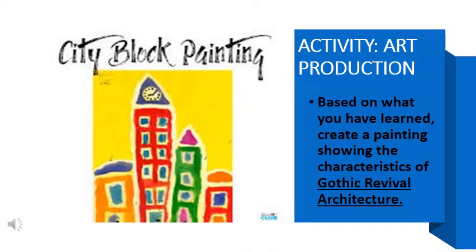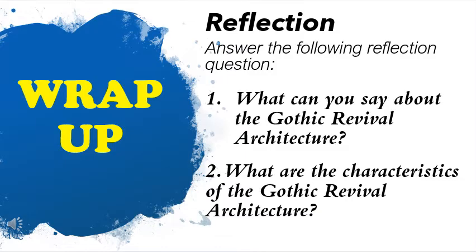Alright. We have reached the end of our lesson for today. We may now proceed with our activities. Activity 2: Art Production. City Block Painting. Based on what you have learned, create a painting showing the characteristics of Gothic Revival architecture. We are through with our activities. Let's proceed to the wrap up section.